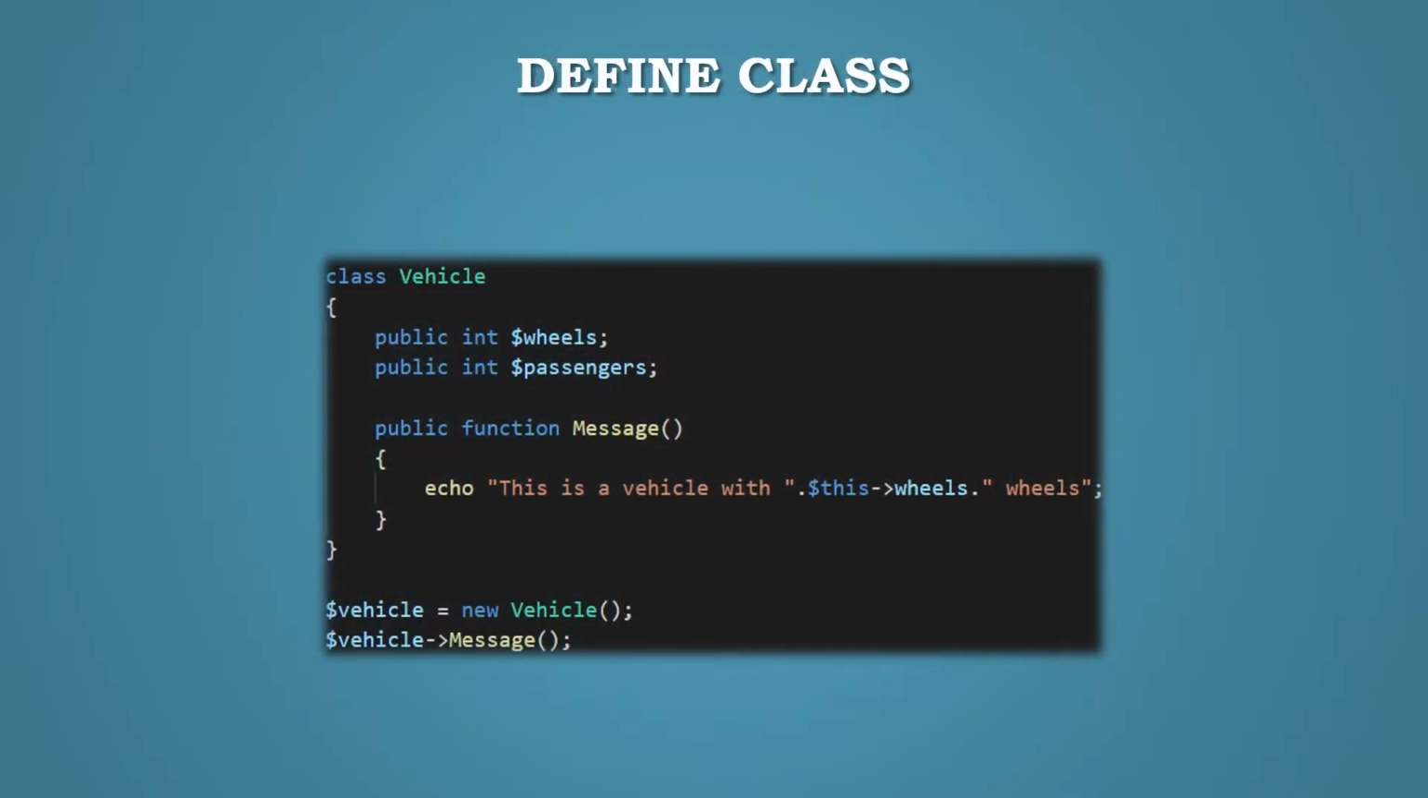To define a class, we just need to use the class keyword followed by the name of the class and then open and close curly brackets. In between the curly brackets, we will define the variables and methods that our class will have.